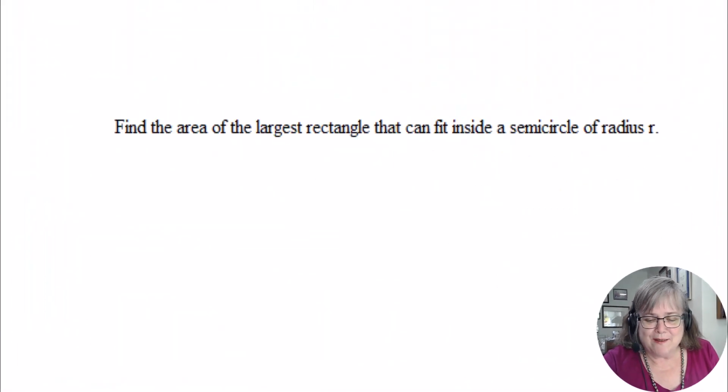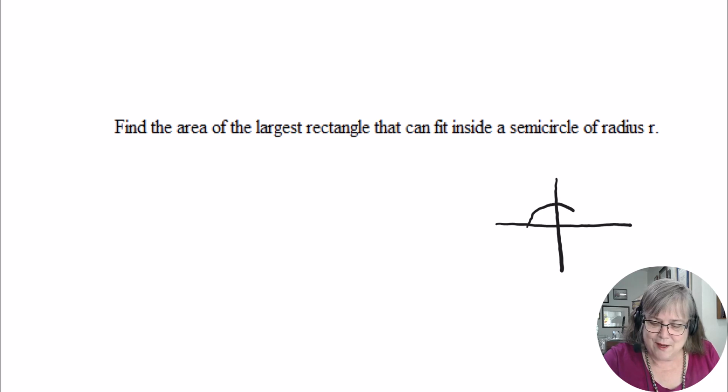All right. So let's start off with one that's very popular, and it says find the area of the largest rectangle that can fit inside a semicircle of radius r. So what it's asking you really, and I'm really rotten at drawing anything that's circular, is you have some sort of semicircle, and it really works out better if you can situate it at the origin.